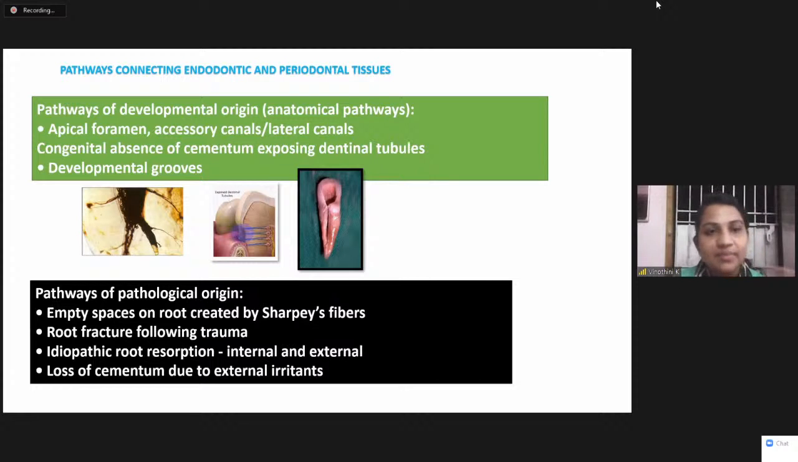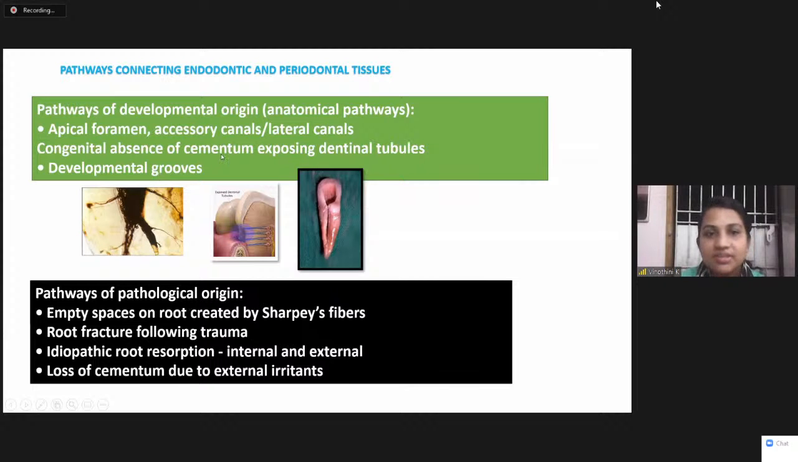And then developmental grooves, and also dentinal tubules. Even dentinal tubules, if the cementum is absent, provide a direct connection between the pulp and the periodontium. And also pathways of pathological origin: root fracture following trauma, idiopathic root resorption, internal and external, and loss of cementum due to external agents. Normally the tooth is fine, but after root fracture, resorption, or loss of cementum, this provides a pathway between the pulp and the periodontium.